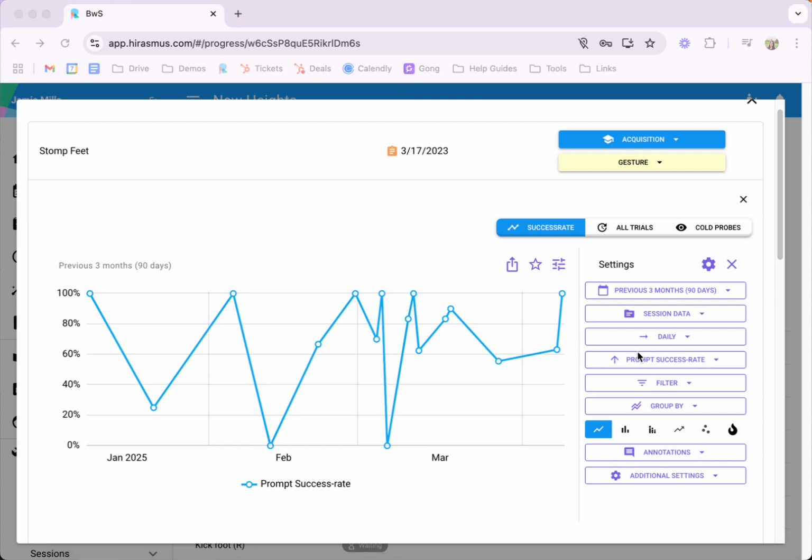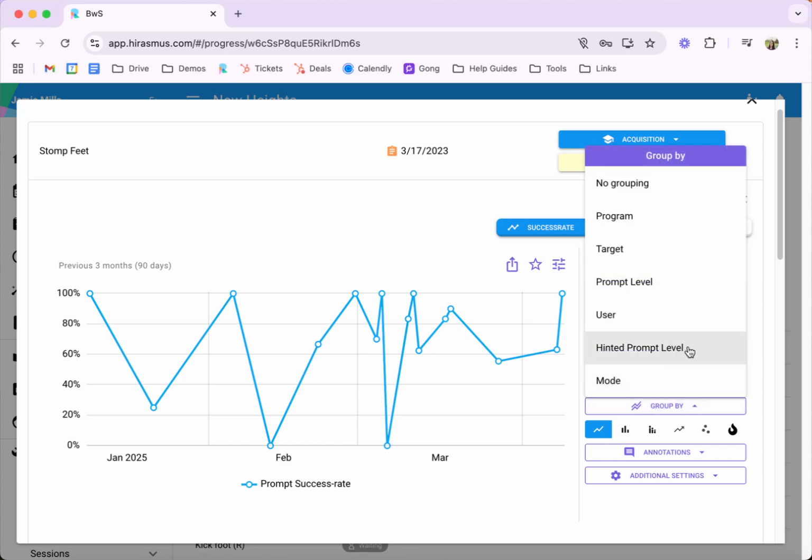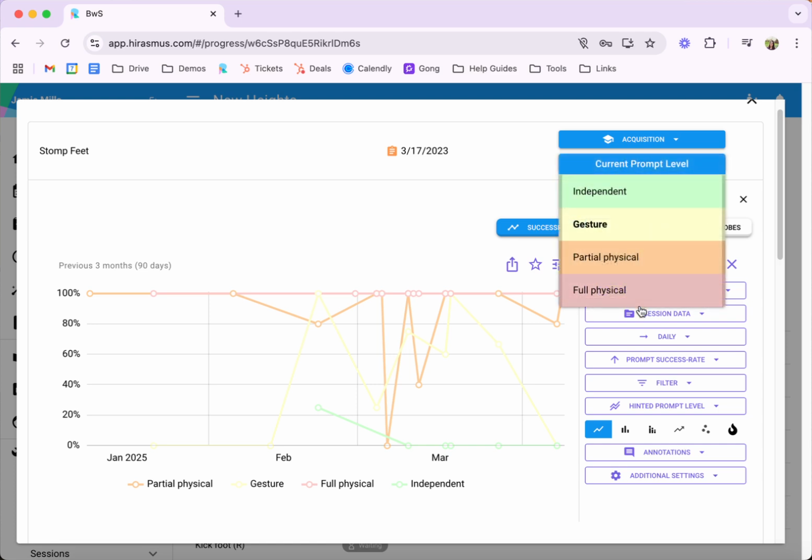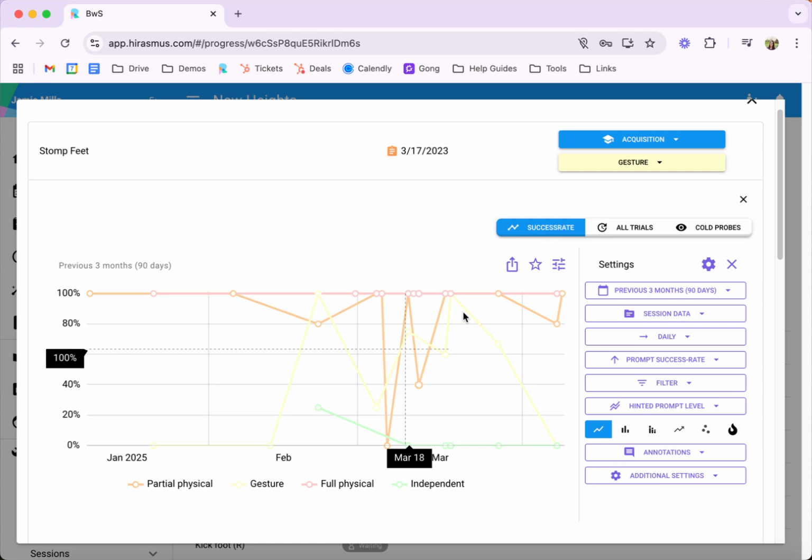You also can use this value on the y-axis, and you can group by hinted prompt level. So what this shows you is your success rate, so it's the same value, the success rate of the prompt, but it groups it by each different prompt level. So it shows you the success rate of your full physical, your partial physical, your gesture. You can see here that your full physical is always successful since that's the most intrusive prompt there, and then partial physical is a little less successful, and so on. So that's what that will show.